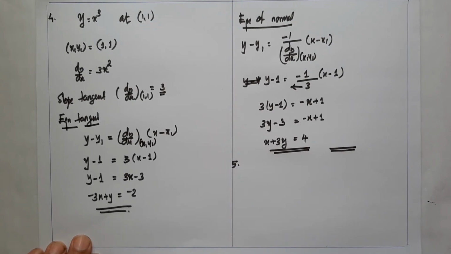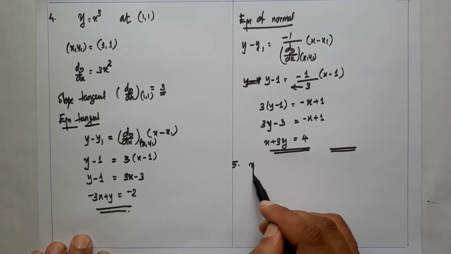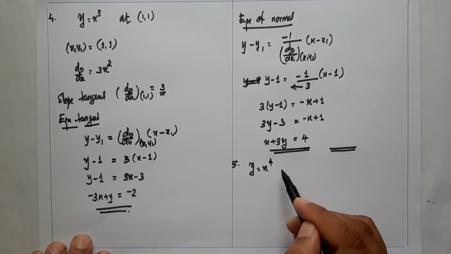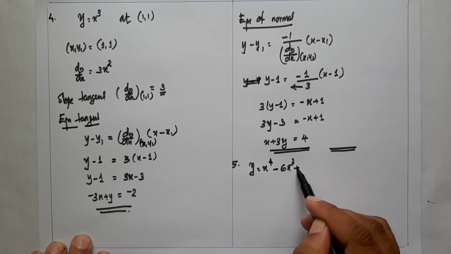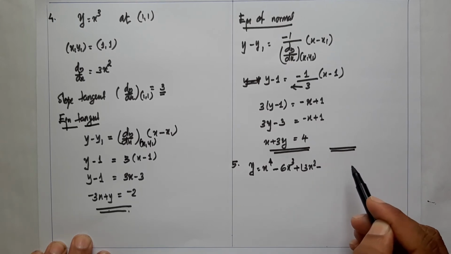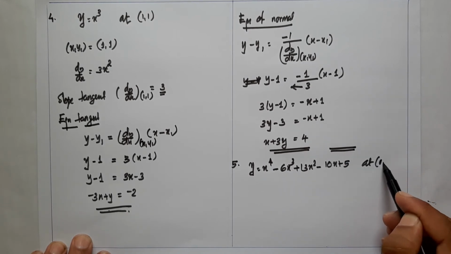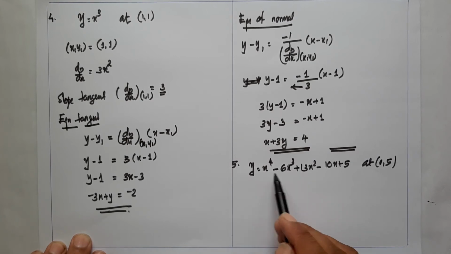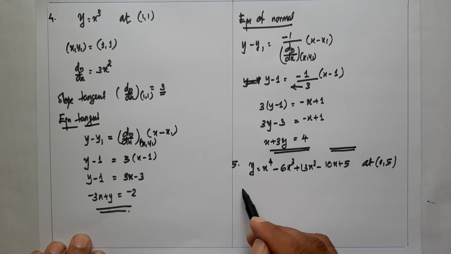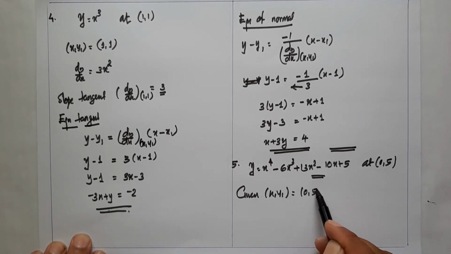Okay, I will discuss one more question similar to this type. Find the equation of tangent to the curve y is equal to x raised to 4 minus 6x cube plus 13x square minus 10x plus 5 at (0, 5). Actually (0, 5) satisfies the given equation. When you put x equal to 0, y is equal to 5.